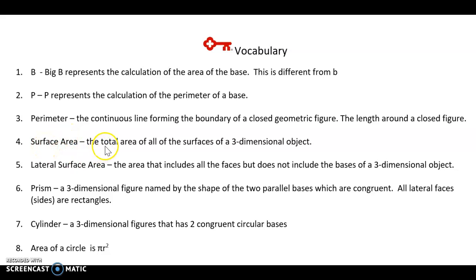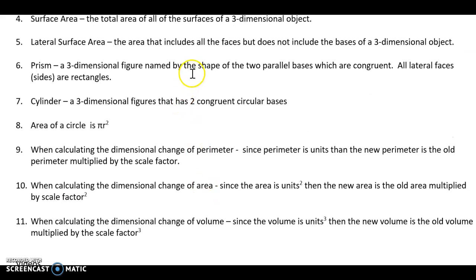Surface area is the total area of all the surfaces of a three-dimensional object. Lateral surface area is the area that includes all the faces but does not include the bases of a three-dimensional object. A prism is a three-dimensional figure named by the shape of the base, with two parallel bases which are congruent. All lateral faces or sides are rectangles in a prism. A cylinder is a three-dimensional figure that has two congruent circular bases. Area of a circle is pi r squared.